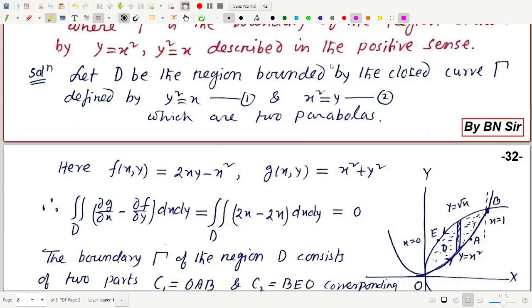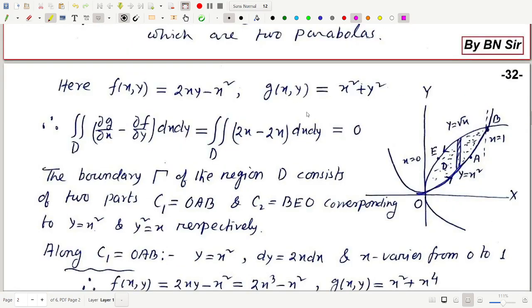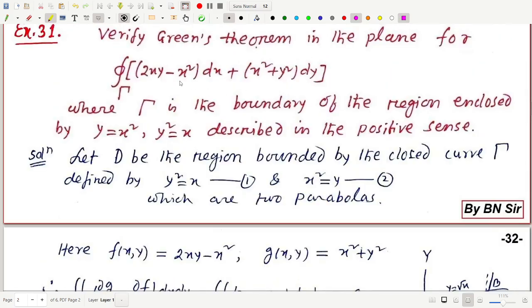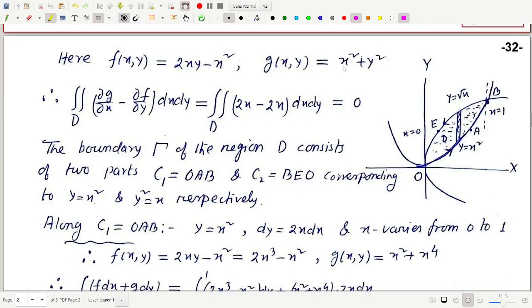So let D be the region bounded by the closed curve gamma defined by y square equal to x and x square equal to y, which are two parabolas. So the figures are that this is y square equal to 4x type, this is x square equal to 4y type. So here f of x, y from the given integral: f is twice xy minus x square and g is x square plus y square. So this is written here.